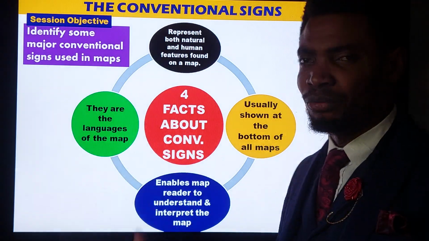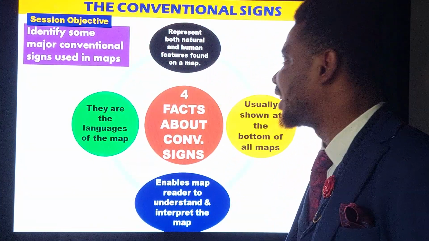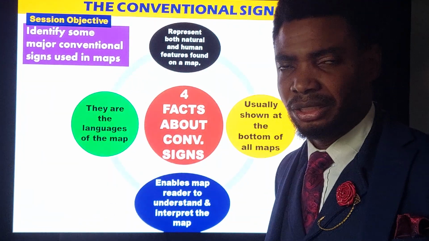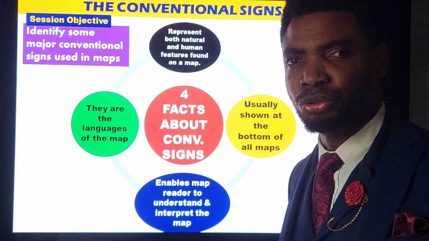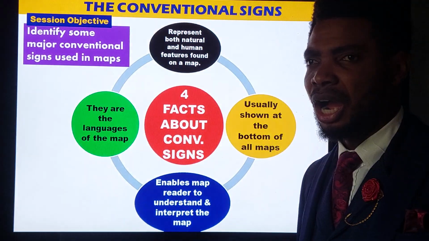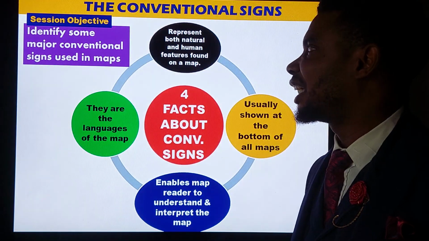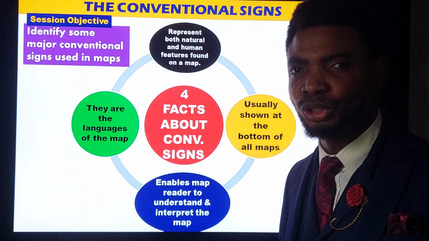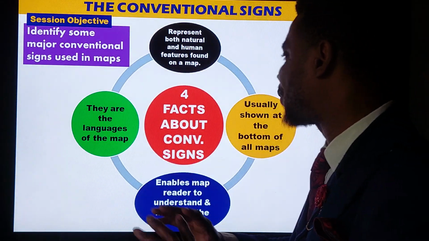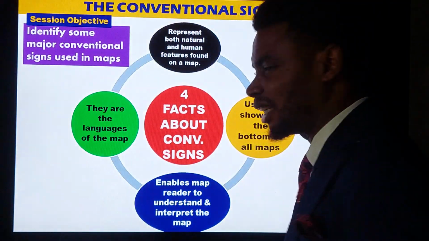So let's look at conventional signs, because this is very important. Conventional signs are signs that are conventionally used in a map. And at the end of this session, I am very confident that you will be able to identify some major conventional signs that are often used in the map. So now there are 4 basic facts about conventional signs, and these are the facts that are presented here.